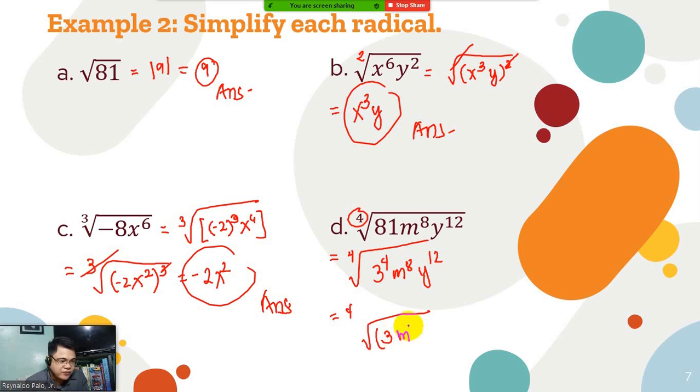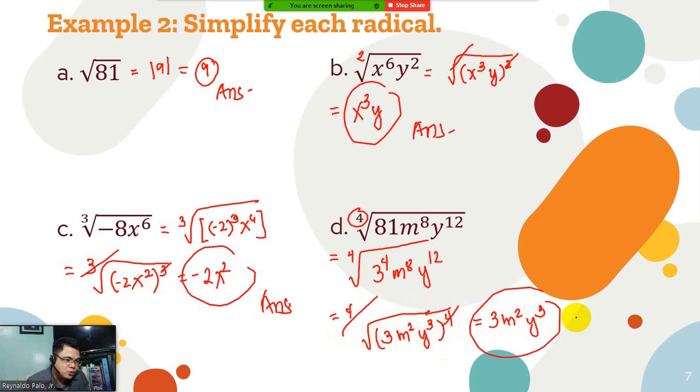8 divided by 4 is 2, and then 12 divided by 4 is 3. Then we have the exponent for outside. Then we can now simplify. So the 4th root of 3m squared y cubed raised to the 4th power is simply 3m squared y cubed. This will be the final answer.